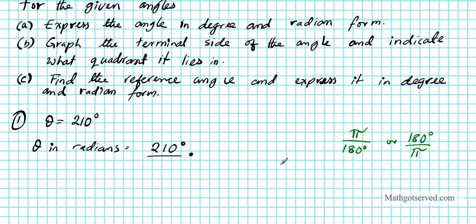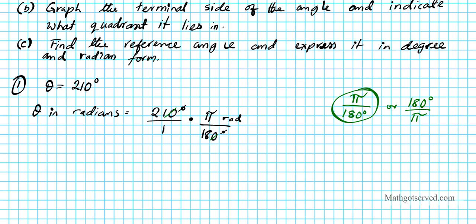We select the one that causes the degrees to cancel out. Since we have degrees on top, we select the option with degrees on the bottom. So we multiply by pi over 180 degrees, with 210 over 1. Notice that the degrees cancel out, which is what we want. This pi is radians. Then we can divide top and bottom by 10, which involves canceling out the zeros.